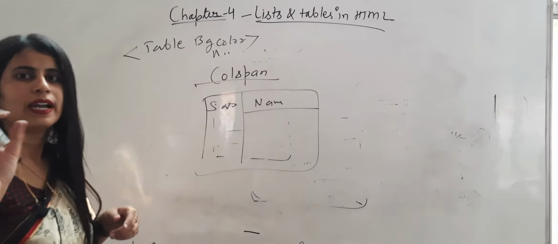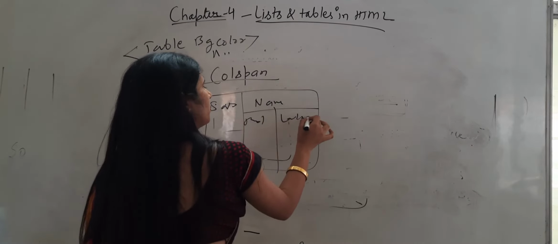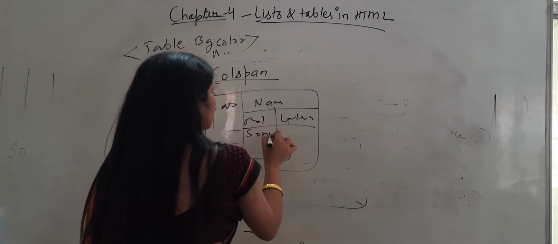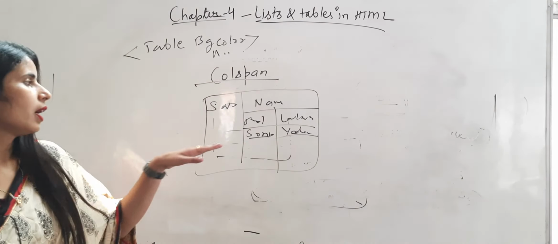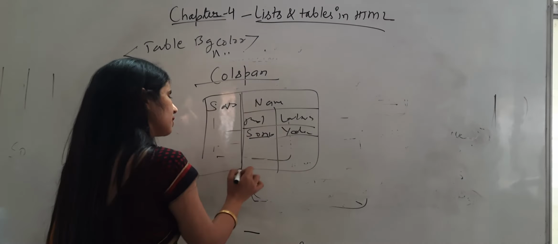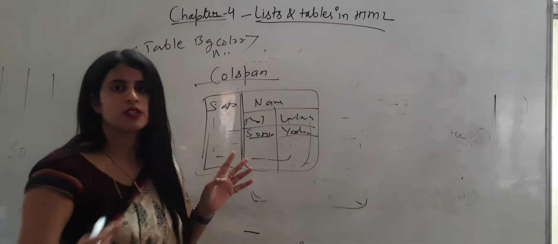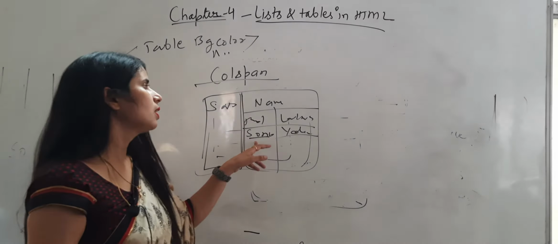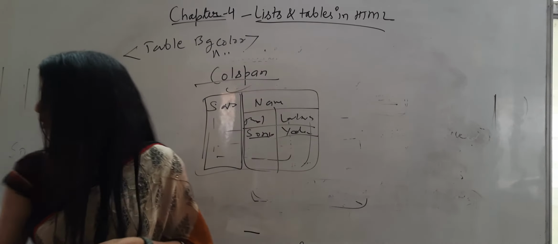Here I want to divide this into sections. Here first name, here last name. Suppose my name is Sonu Yadav. So this is my first name and Yadav is my last name. So in this way, here we have done the column span. Means here I have divided this single column into 2 sections. So this is spanning in 2 sections. It is known as column span.